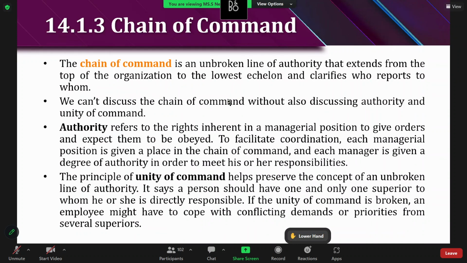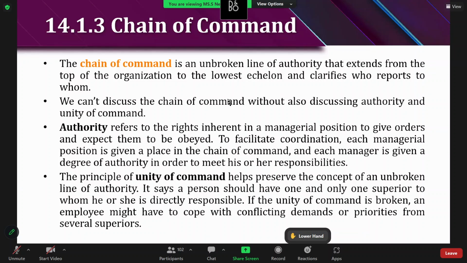The third element of organizational structure is the chain of command. The chain of command is an unbroken line of authority that extends from the top of the organization to the lower echelon and clarifies who reports to whom. It's like a chain, from the top management to the bottom: who is below whom, and who has to report to whom. That is what the chain of command means.